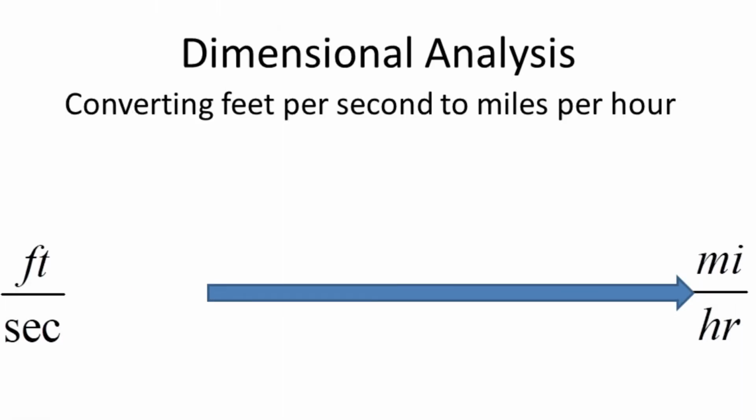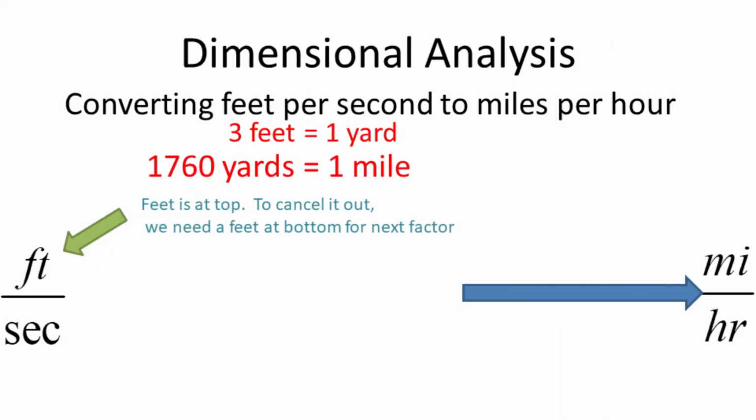We're going to move from the left side of the screen to the right side of the screen. The top on the left side is feet, and the top on the right side is mile. So somehow we need to convert the feet into mile. The bottom on the left side shows second, and the bottom on the right side shows hour. And here, we also need to convert second into hour. There is a relationship between feet and mile, shown here in red, that there's 3 feet in 1 yard, and there's 1,760 yards in 1 mile. So we're going to use these numbers here.